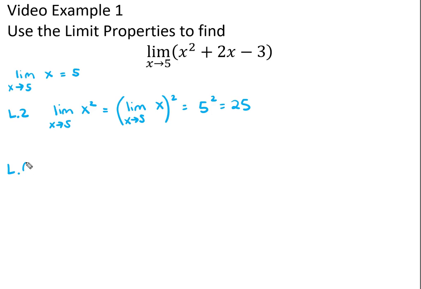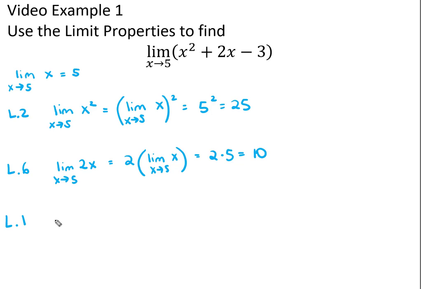Next we have 2x, which we'll call rule L6, and that is the limit of a constant times a function as x approaches 5 is the same thing as the constant times the limit of x as x approaches 5, which would just be 2 times 5. In other words, that's 10. And then we have the constant at the beginning. So that's the limit of -3 as x approaches 5. That's just the constant, -3.